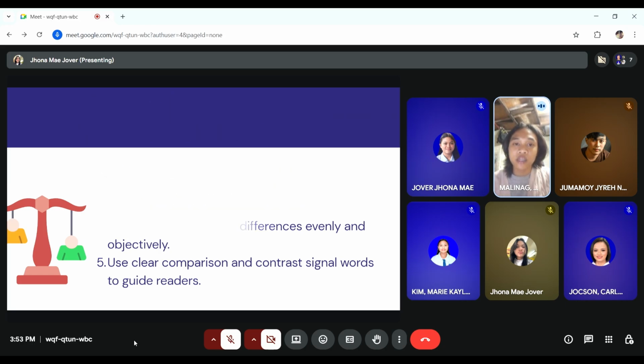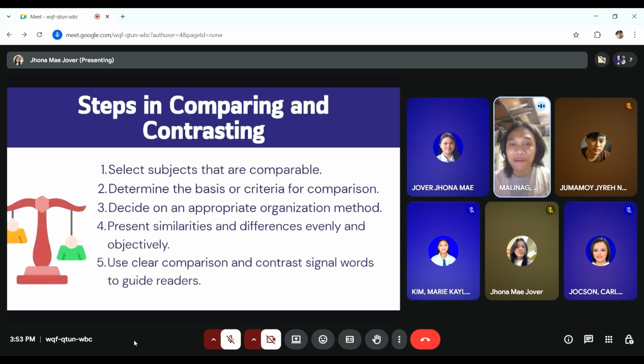So the third step is to decide on an appropriate organization method. What this means is that you need to choose how to arrange your content, whole by whole or part by part. Whole by whole and part by part will be discussed later on. And step number four, we have present similarities and differences evenly and objectively. We must avoid bias by giving equal attention and fair treatment to the subjects that you are trying to compare. The goal is to inform, not to favor one side without evidence.